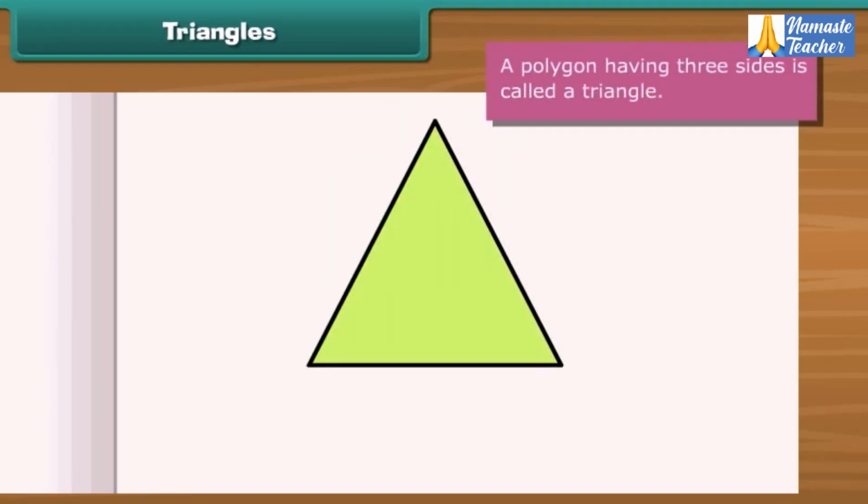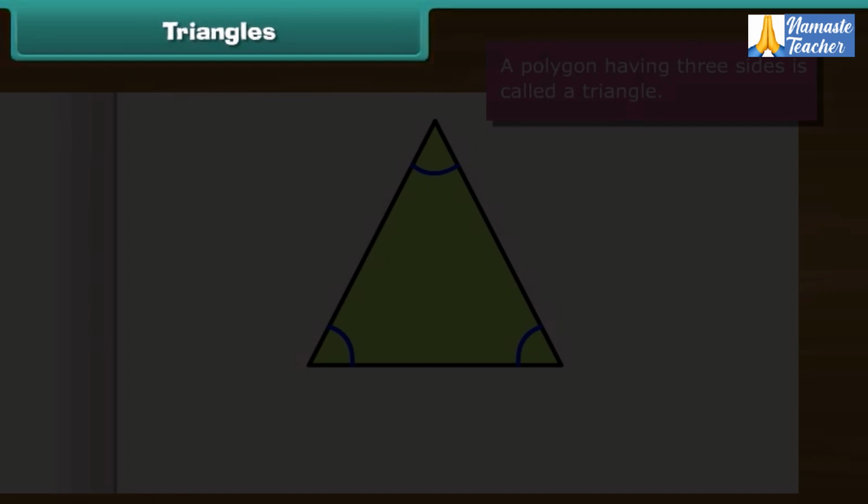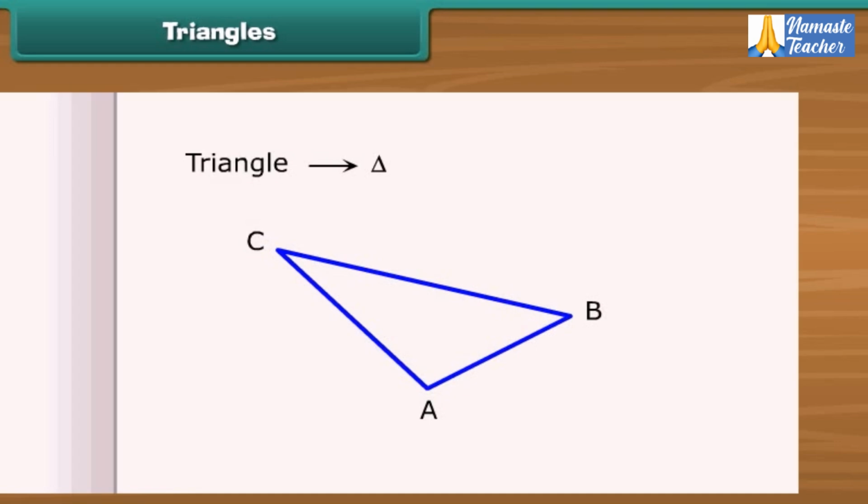A polygon having three sides is called a triangle. It has three vertices and three angles. Triangle is denoted by the given symbol. This is triangle ABC. It can also be named as triangle BCA or triangle CAB.